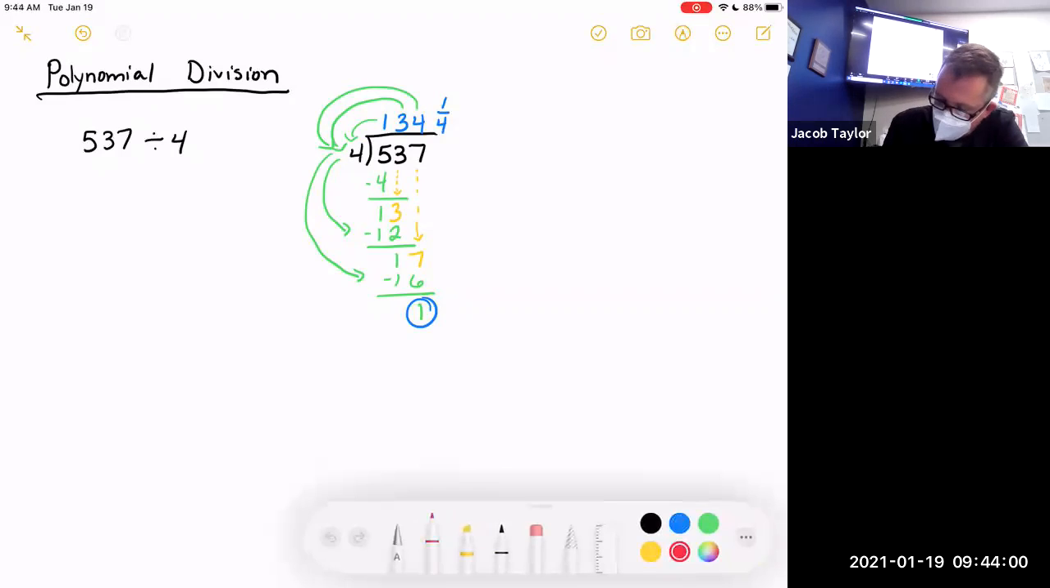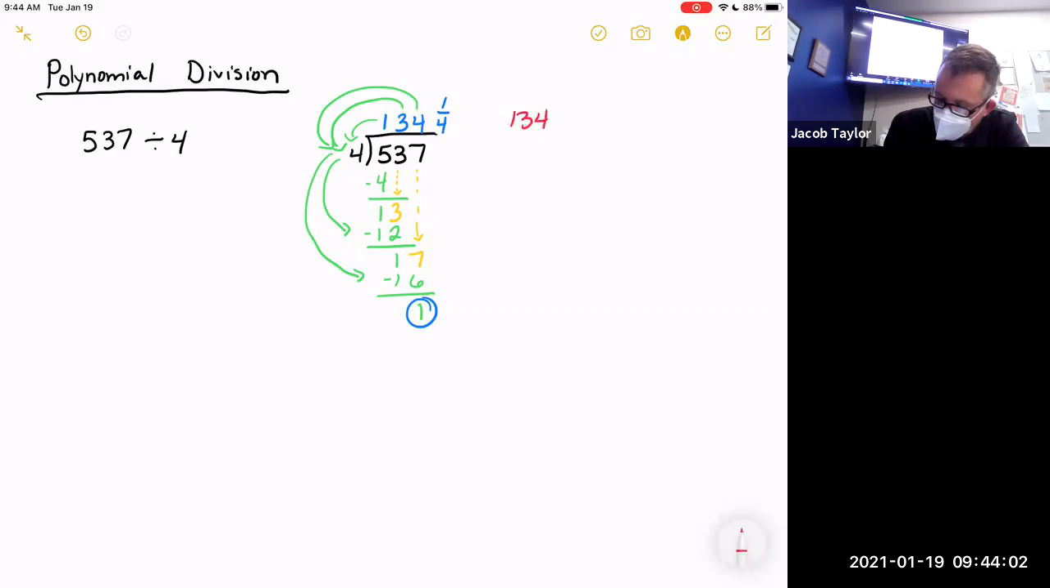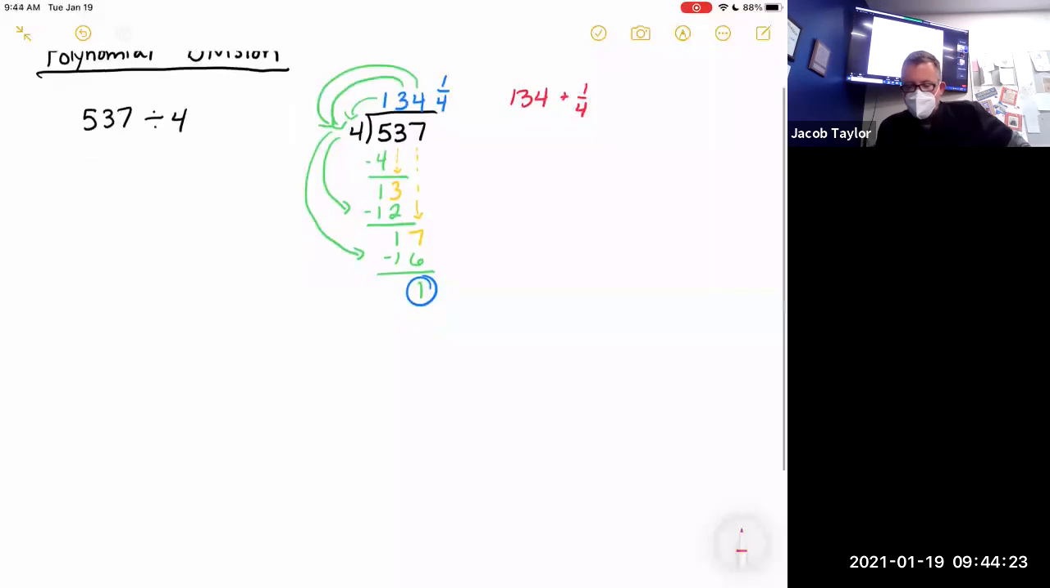It would also be correct to write 134 plus 1/4. It would be okay to write it as a decimal, 134 and 25 hundredths, or 134.25. That's correct, but we're not going to write our polynomial answers in decimals today. It is possible with just numbers. It's not possible with polynomials.